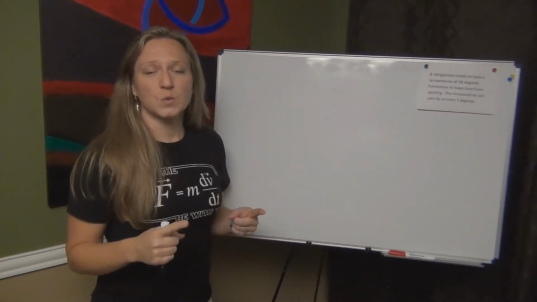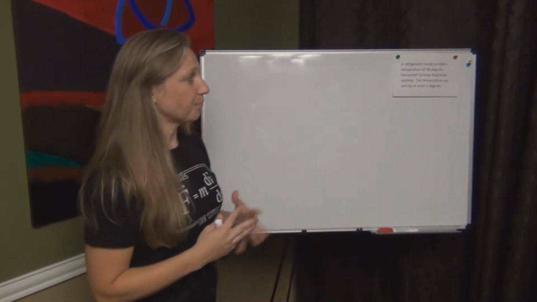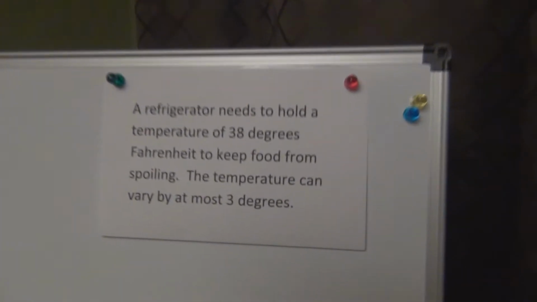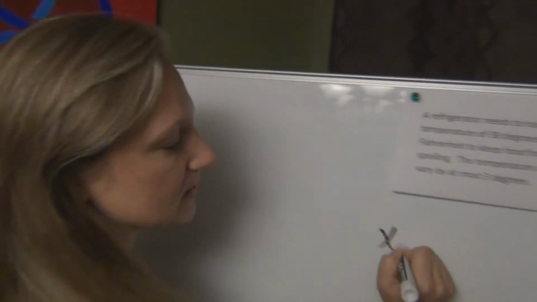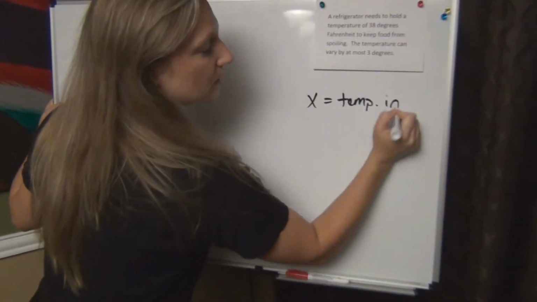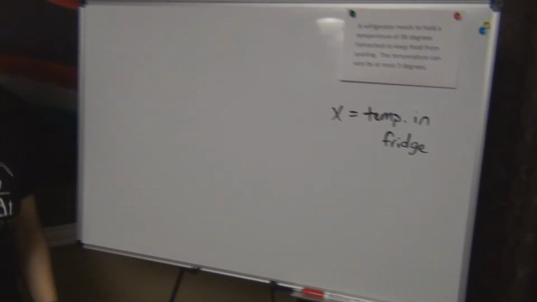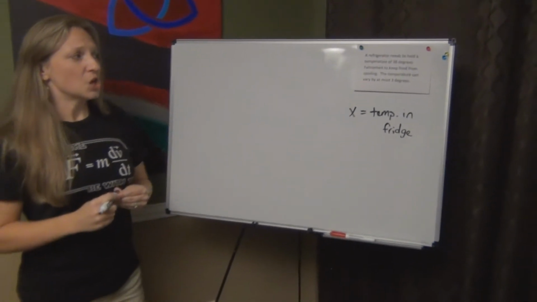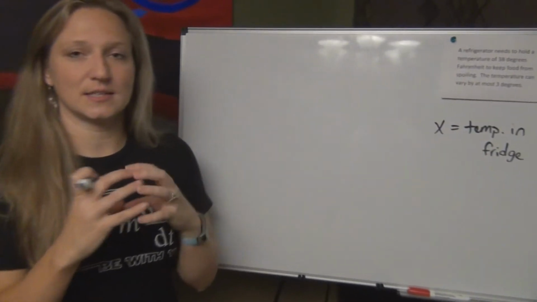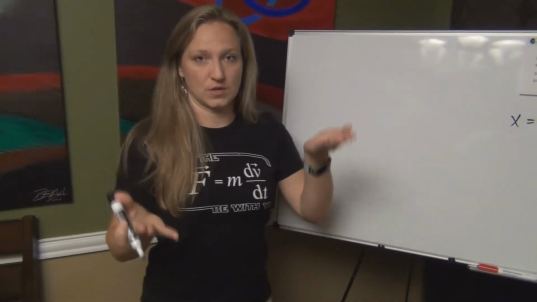So first thing we always want to decide when we're doing a real world scenario is what is our variable going to represent? Well, in this case, our variable is the temperature of the refrigerator. So x, in this case, is going to represent the temperature in the fridge. And I'm abbreviating there, but at least we can remember what it represents. So the main key to this problem is the ideal temperature is 38. And it can vary within 3 degrees.